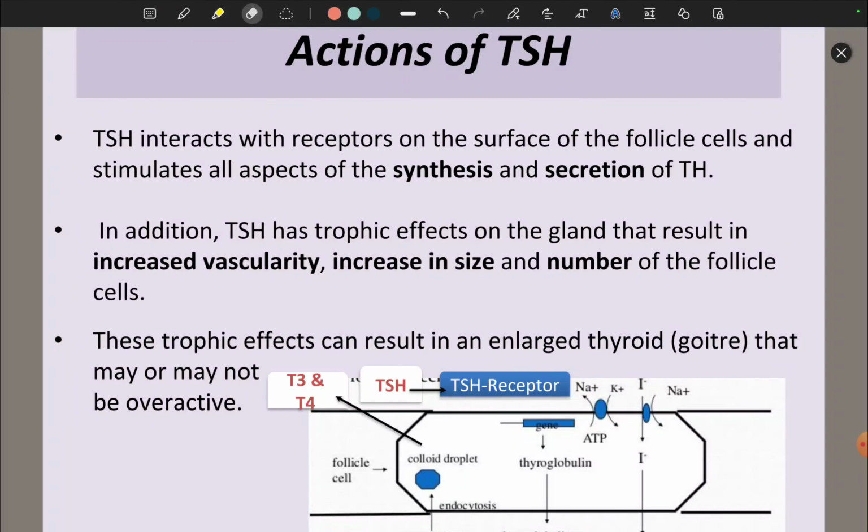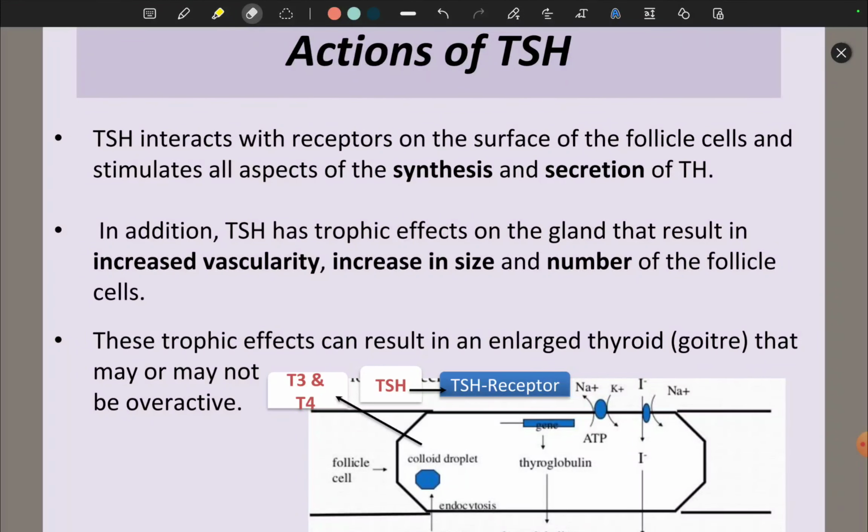So it stimulates this pump, and so stimulates more iodine transfer. It also stimulates the release of thyroid hormone, and also stimulates more production of thyroglobulin protein, with more tyrosine, more iodine, and more thyroid hormone.